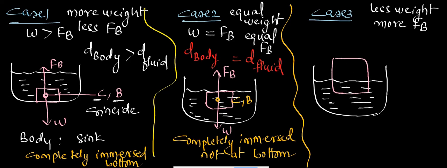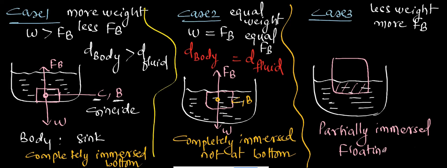So this is how body will be. It is partially inside and partially outside. So what is the position of body here? It is partially immersed. Yes, ma'am. Partially immersed and it is floating. Here also it is floating, but in first case it is sinking. Here floating but completely immersed. Third case floating but partially immersed. Why this is happening? Why it is not completely on the surface?